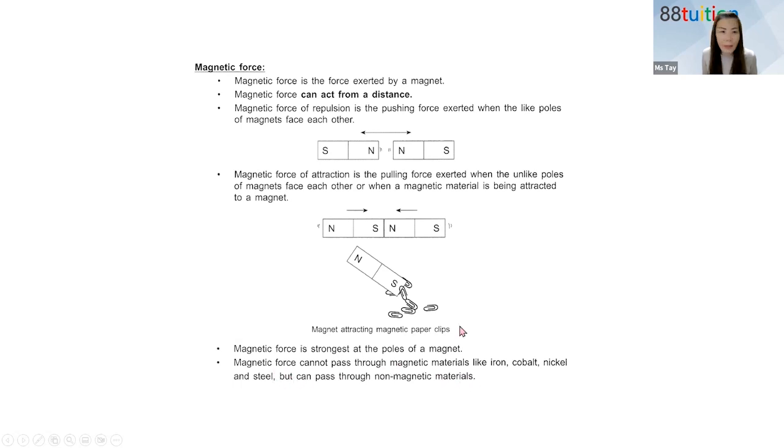Okay. So do I need to go through point by point? No need, right? Are y'all familiar with magnet so far? Okay. This is just a very quick summary.